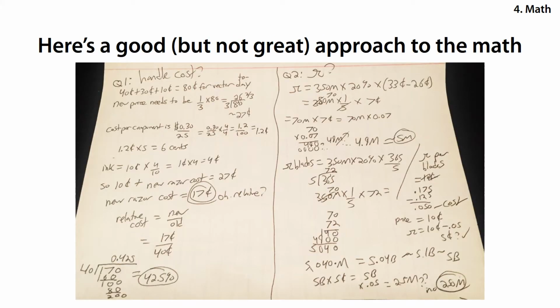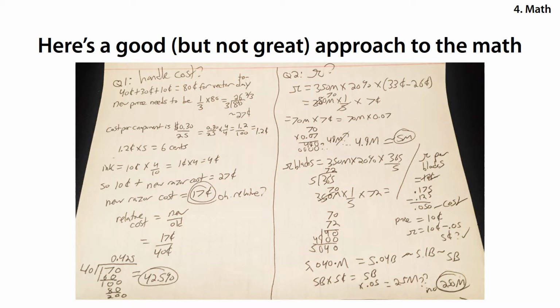Okay, so the first question is around handle cost. I know the new price needs to be 1/3 of the vector. The vector is 40 plus 30 plus 10 cents. That's 80 cents today. So 80 over 3 is 26 and 2/3. Okay, so about 27 cents, and that's the target cost.